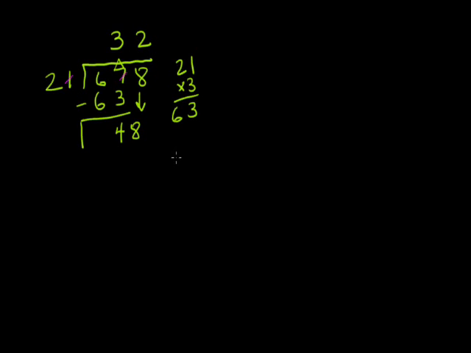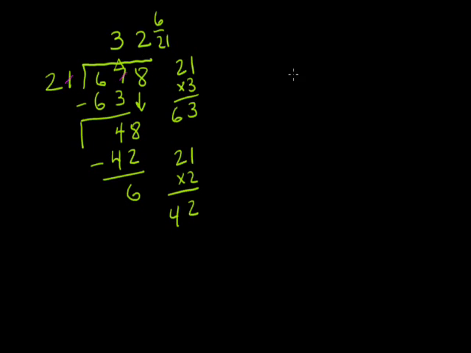So let's just check it. 21 times 2: 2 times 1 is 2, 2 times 2 is 4. It's 42, and that's pretty close. 48 minus 42 is 6. Is there anything else to bring down? No. So our remainder is 6, or 6 over 21.